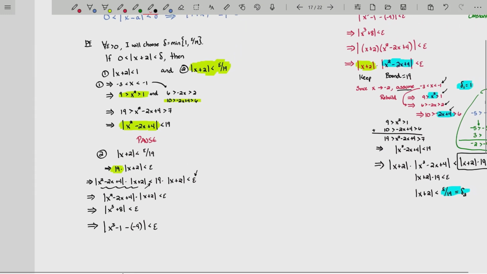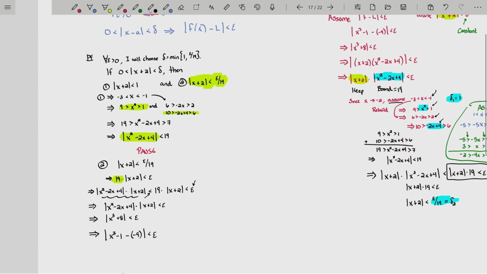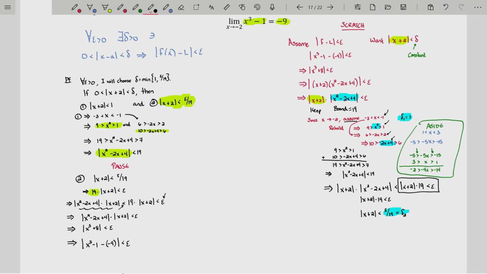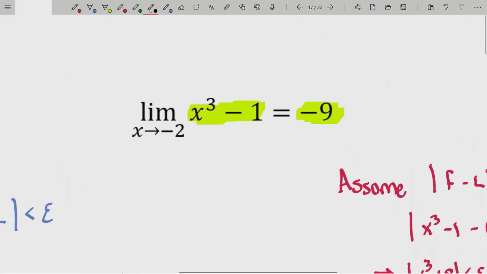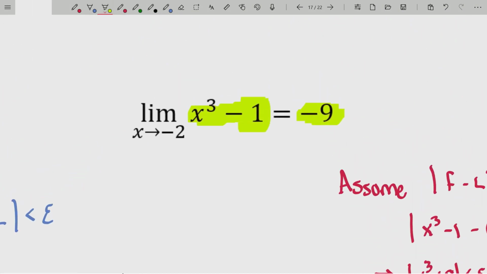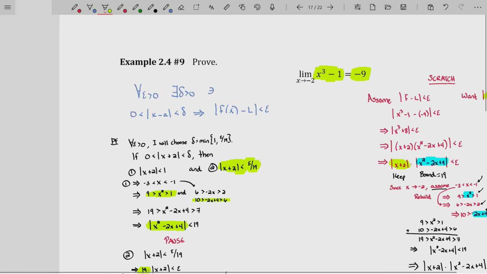So I say, you could see that x cubed minus 1 should be somewhat familiar to you, sir. In fact, that x cubed minus 1 is right here. And that negative 9 should also be familiar, because there it is right there. The x cubed minus 1 is my function, and the negative 9 is my limit.